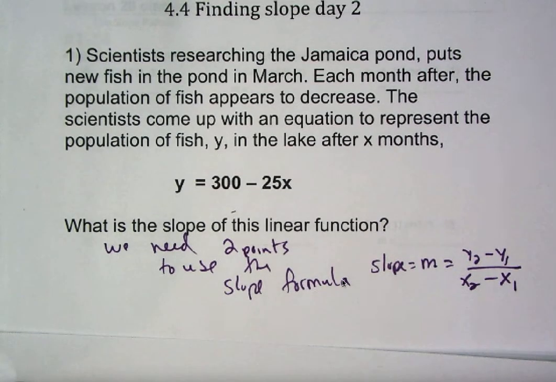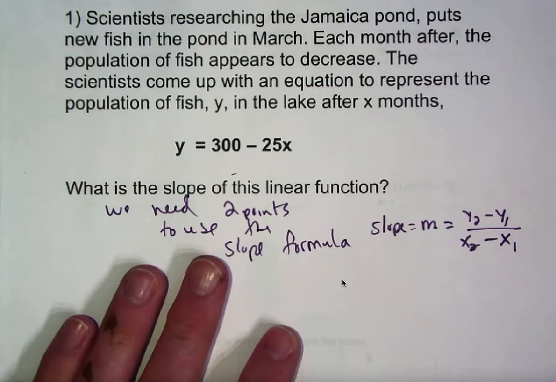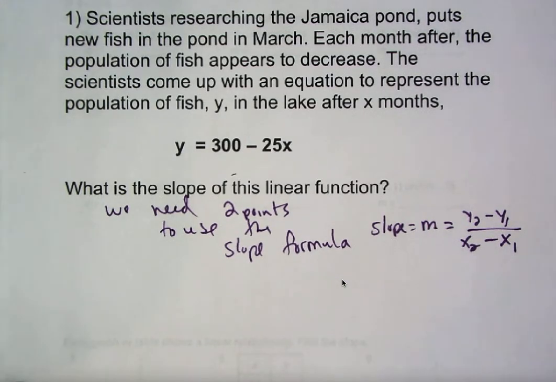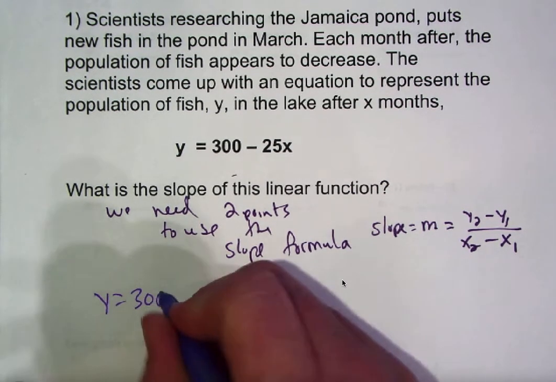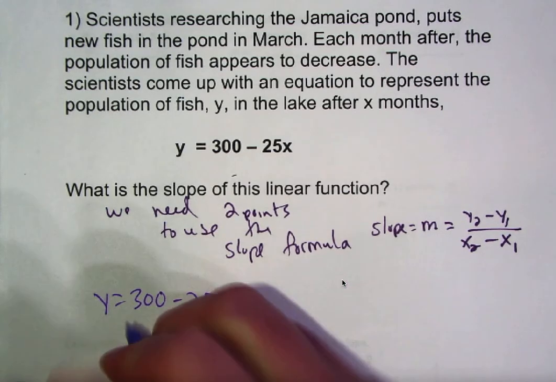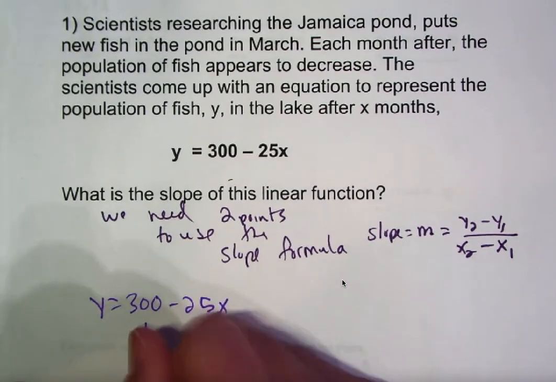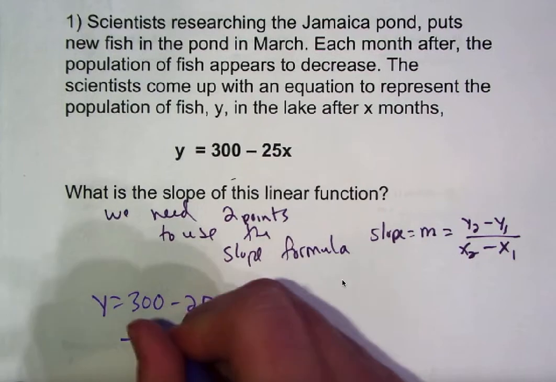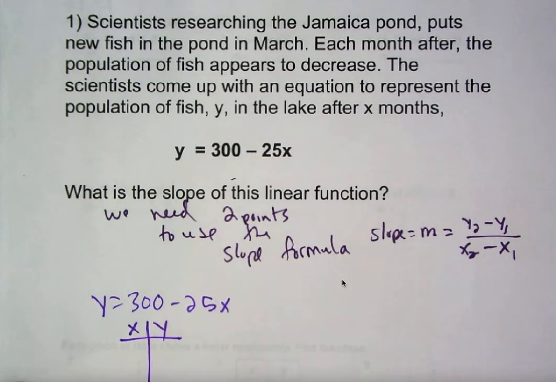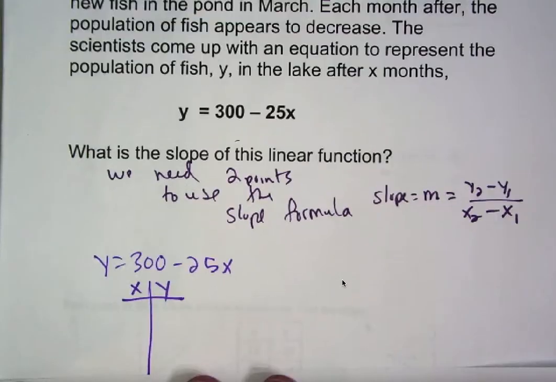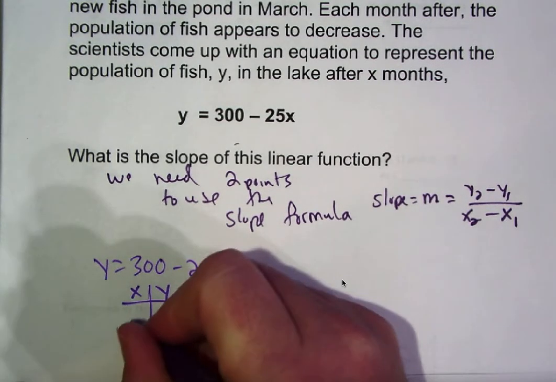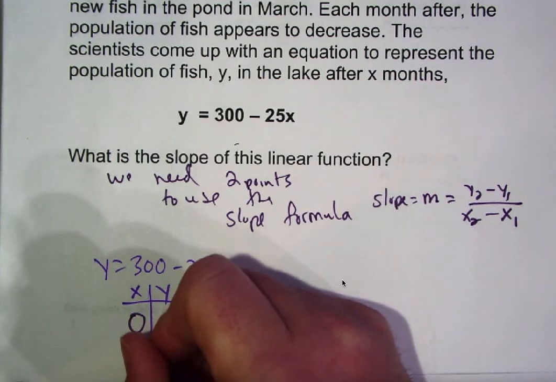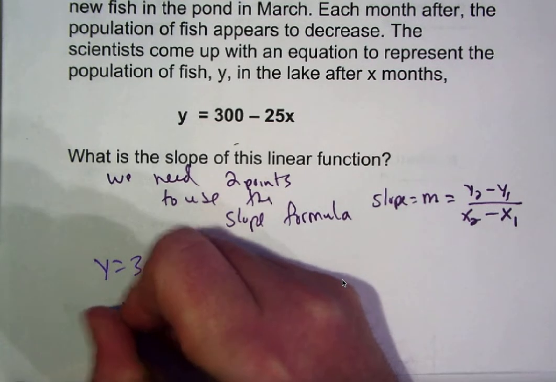We need 2 points to find the slope. But guess what? We've talked about this. Equations are point makers. They make points. So I need any 2 points that work for this equation. And this thing shoots out points. We just have to choose some random x. I'm going to choose 0 and 1 for x.